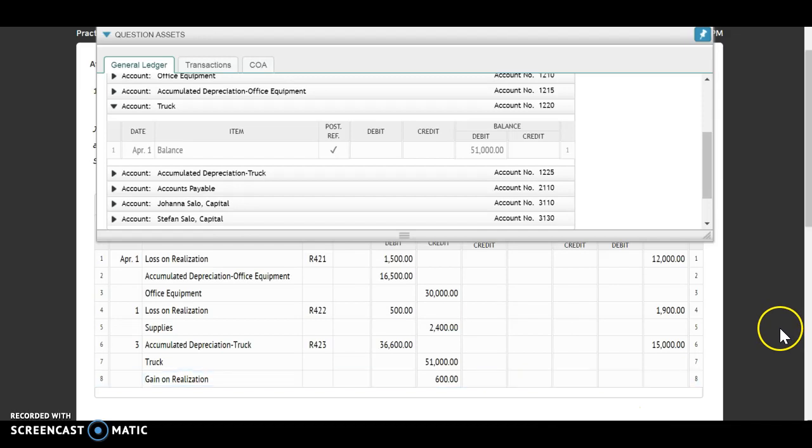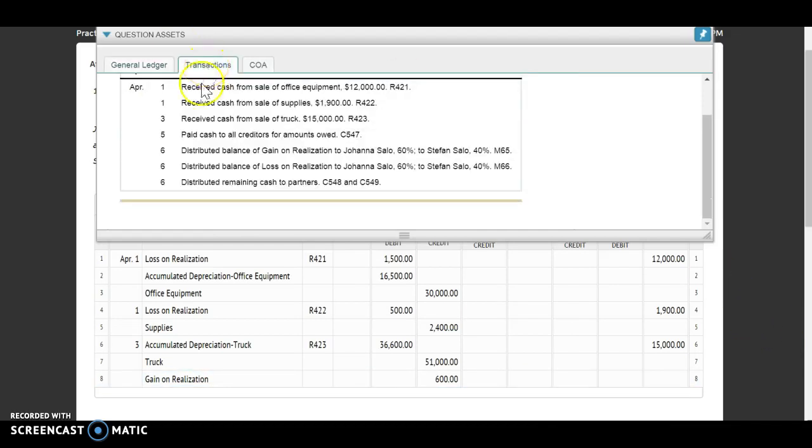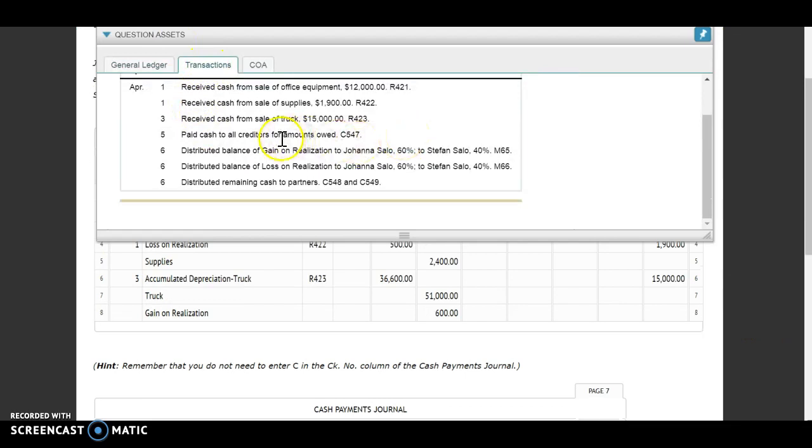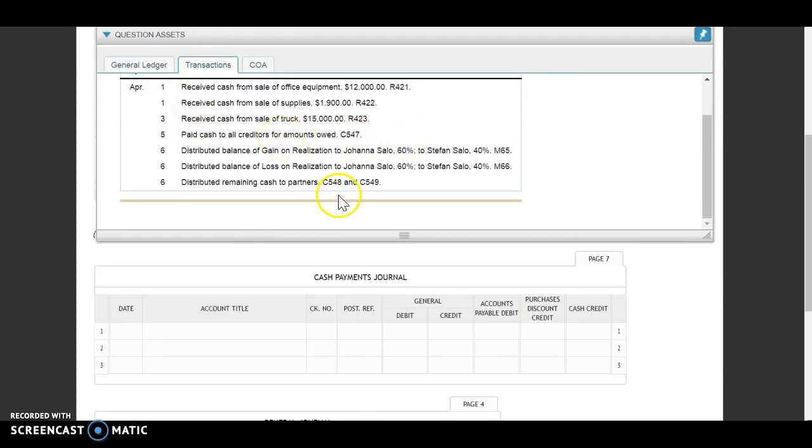All right, we should be good. All right, so that's our first three. Now we're moving on. So we need to go to our next journal.